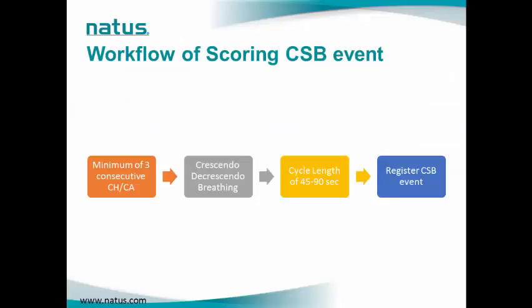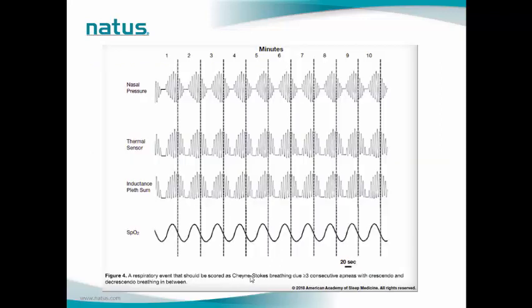Cheyne-Stokes breathing event is scored when there is a minimum of 3 consecutive central hypopneas or central apneas, separated by crescendo-decrescendo pattern of breathing, and a cycle length of 45 to 90 seconds. Then we score the event. This is a 10 minutes window, and we have more than 3 consecutive events. This is a crescendo-decrescendo pattern of breathing, and the cycle length is within 45 to 90 seconds.